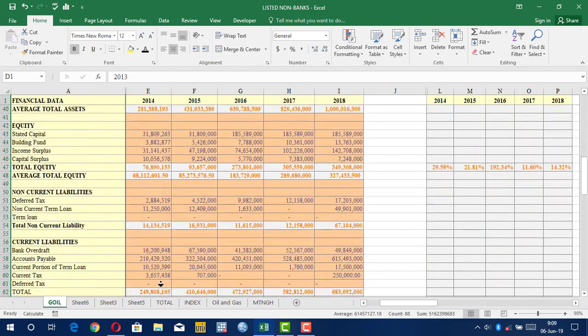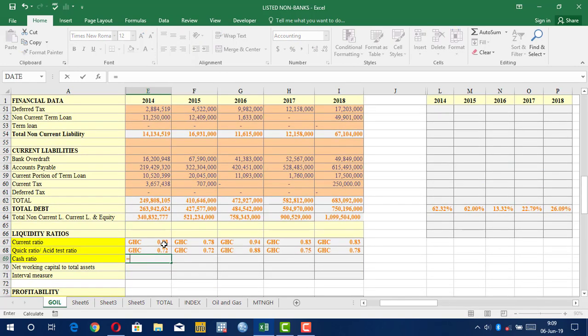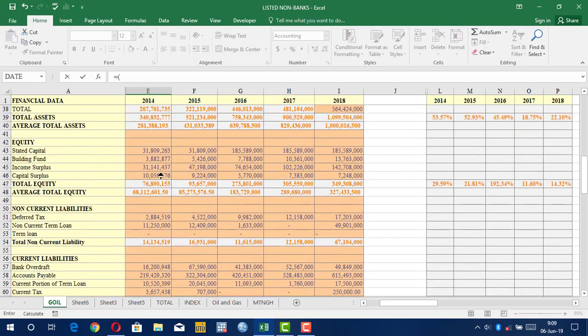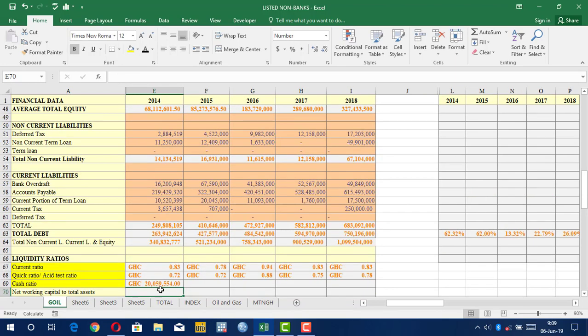Okay, so our first ratio, the cash ratio, sorry, will be focused on. So we have current assets, we have short-term investment plus cash and bank balances. Okay, so just these two, divided by the current liabilities, which is what we have here. All right, so there we have it.